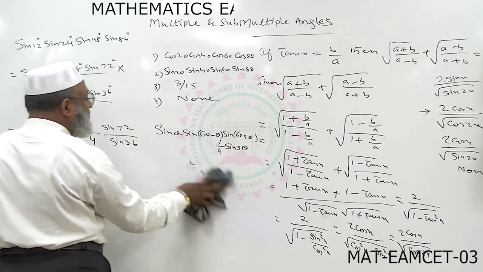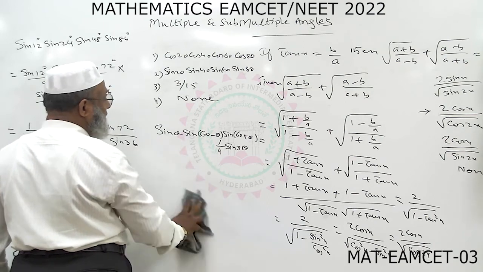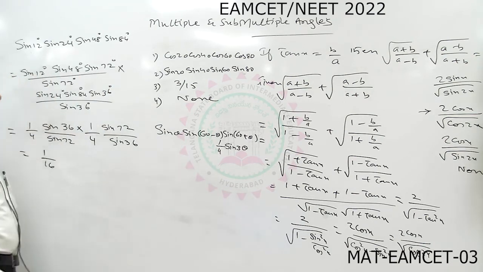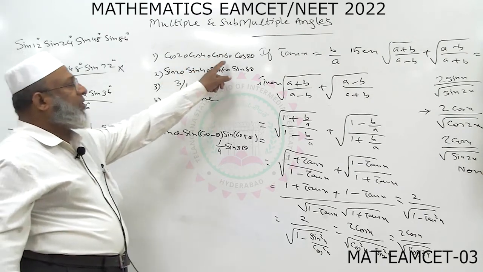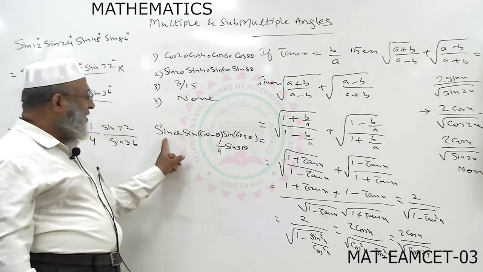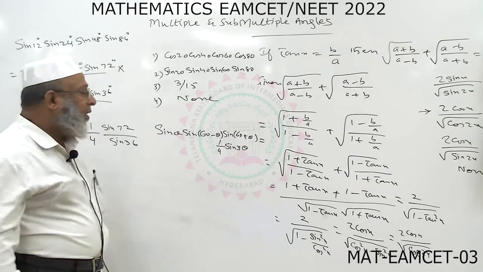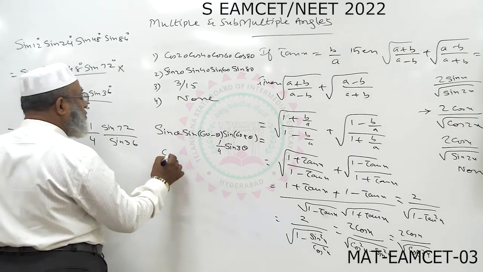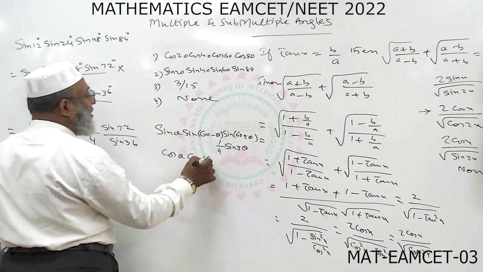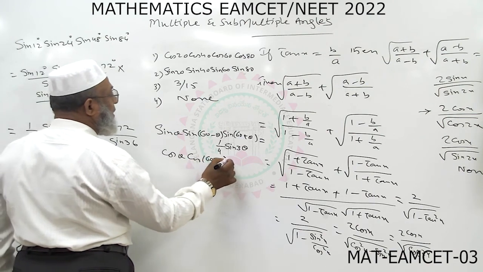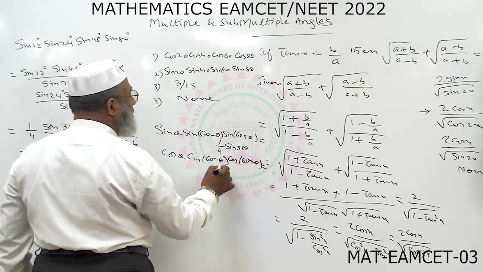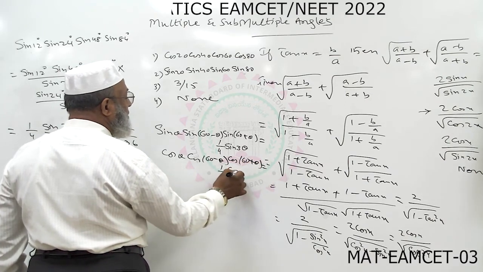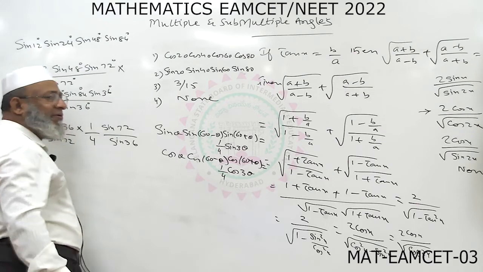Now, for example, first option. What is the first option? That is cos theta, cos 40, cos 60, cos 80. By seeing this result, you may recall that I have given one more shortcut formula, that is cos theta into cos 60 minus theta into cos of 60 plus theta is equal to 1 by 4 cos 3 theta. Just now I gave this formula.